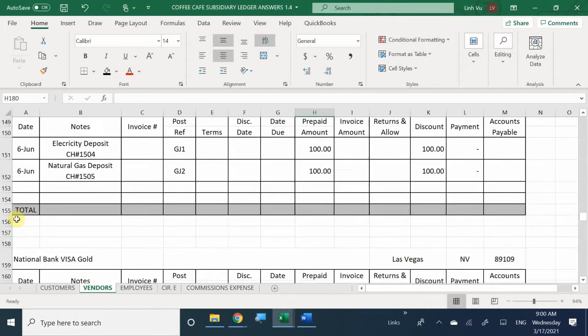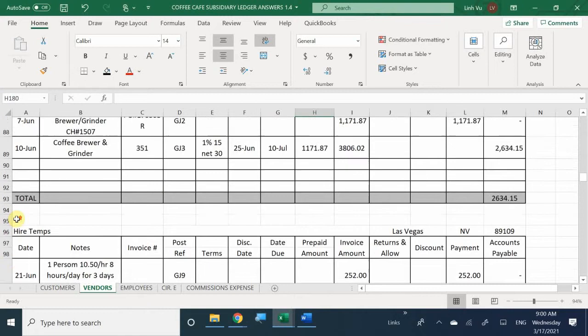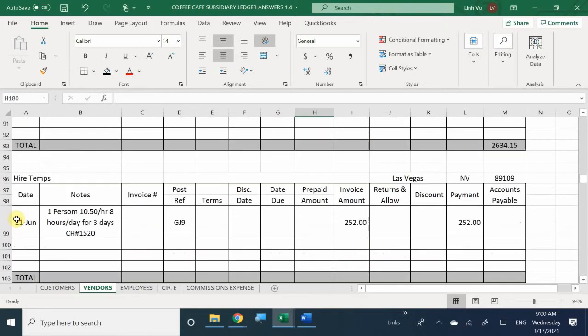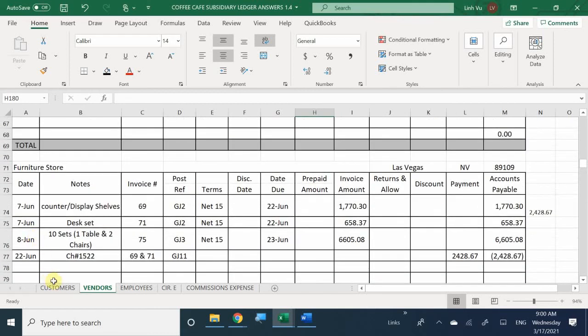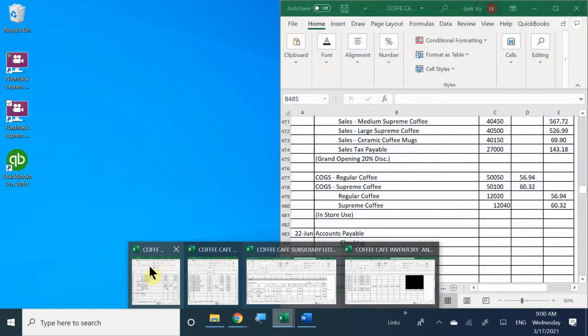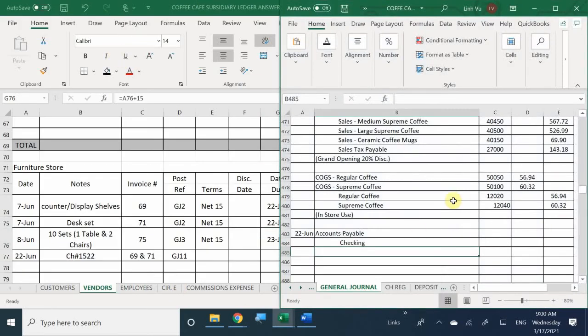Okay, so we went to our subsidiary ledger. So furniture store right here for invoice number 75, due on the 23rd. So we just made it on time, and it is for the 6605.08. Okay, so let's write that check for the 6605.08. Okay, so once again, accounts payable is 20,100 for checking, and it's for 6605.08.